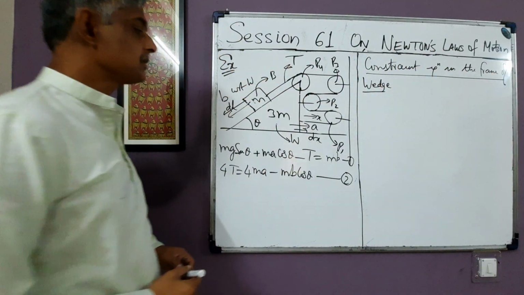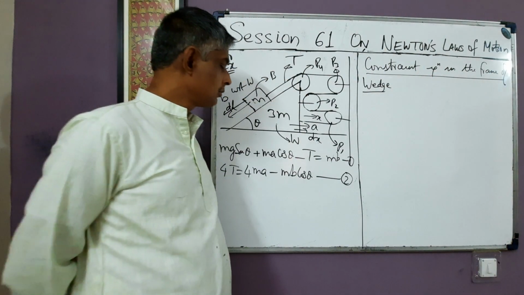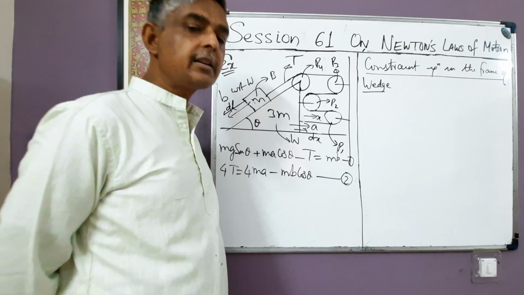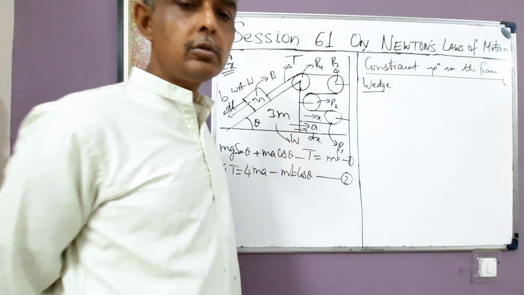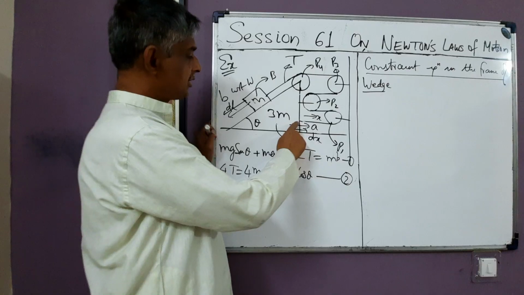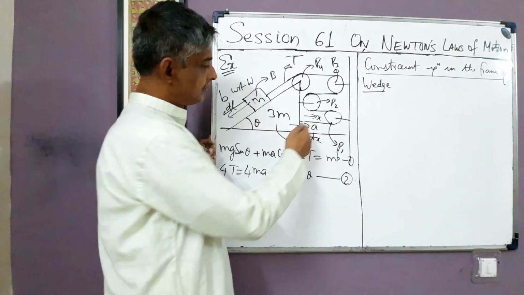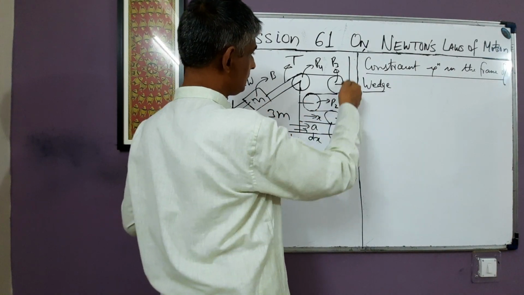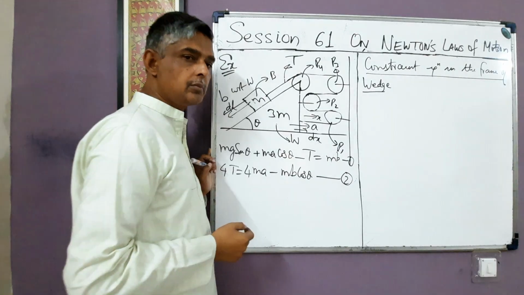Now what is that basic concept? The sum of total work done by string on all bodies in contact with it adds up to 0. Okay, so this will apply in the frame of wedge. Now see, in the problem there is only one string. This is the only string in the given problem.